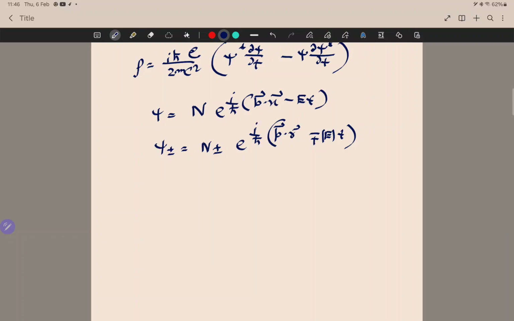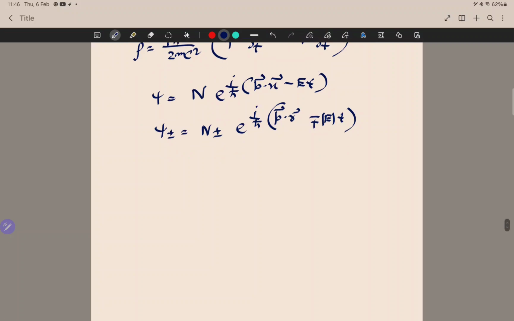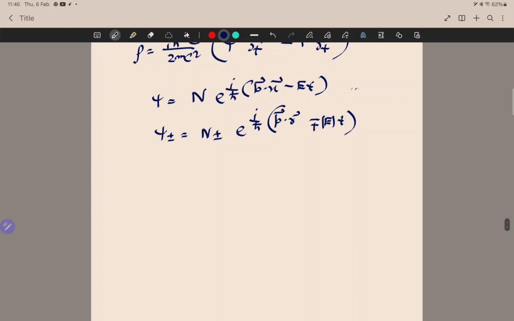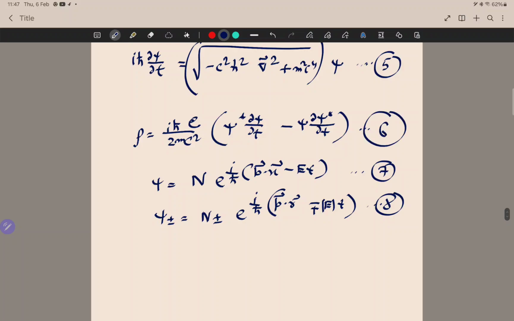So the above equation shows that we can interpret psi plus as representing a particle with positive charge and psi minus as a particle with negative charge, of the same mass. To describe zero charge, psi can also be real. This is equation number 6, this is equation number 7 and this is equation number 8.